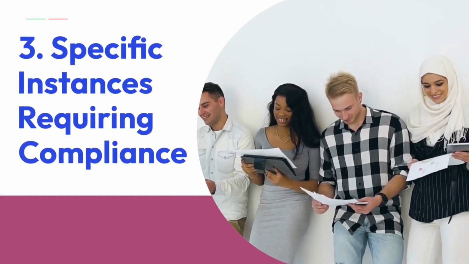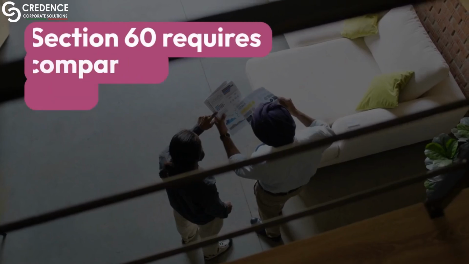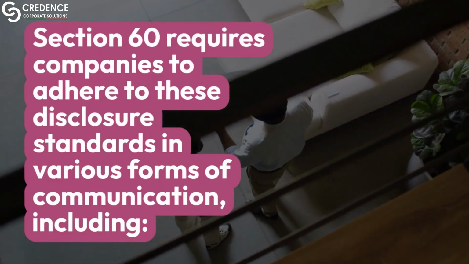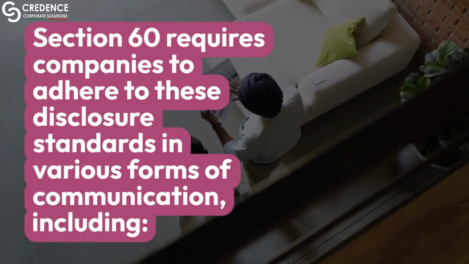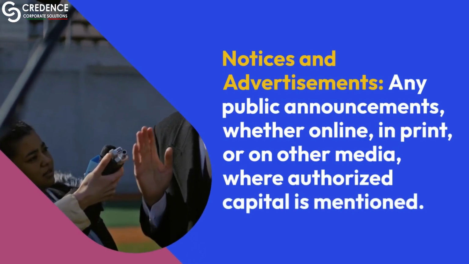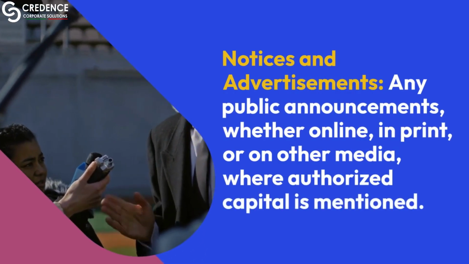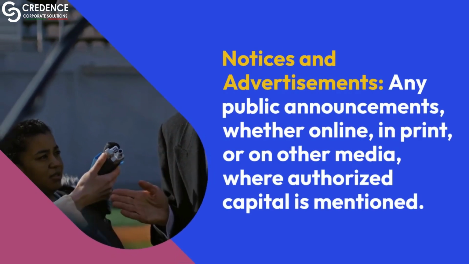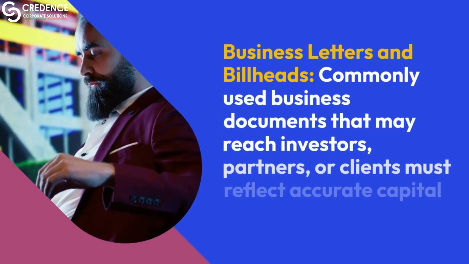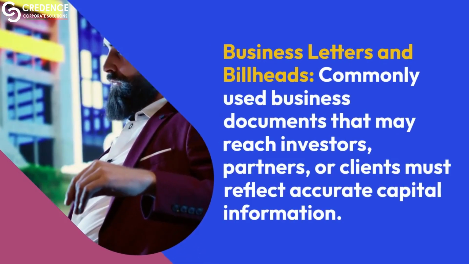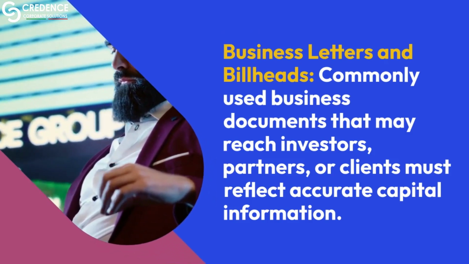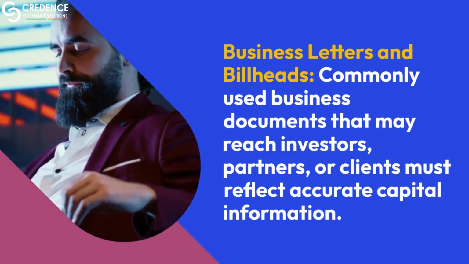3. Specific instances requiring compliance. Section 60 requires companies to adhere to these disclosure standards in various forms of communication, including notices and advertisements, any public announcements, whether online, in print, or on other media, where authorized capital is mentioned. Business letters and billheads, commonly used business documents that may reach investors, partners, or clients, must reflect accurate capital information.